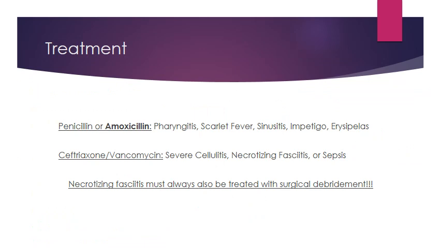So what do we do for group A strep in general? You've heard me say penicillin a couple times. Penicillin or amoxicillin are completely acceptable treatments currently for group A strep. And that'll be good for pharyngitis, scarlet fever, sinusitis. It can cause some of those, impetigo, erysipelas, some of your more run-of-the-mill infections.